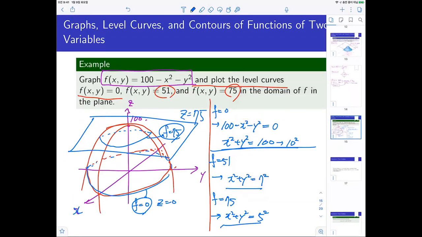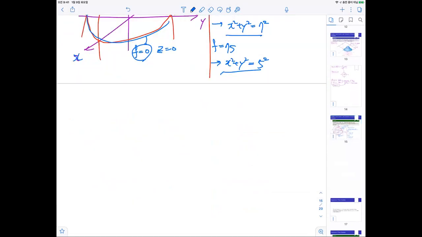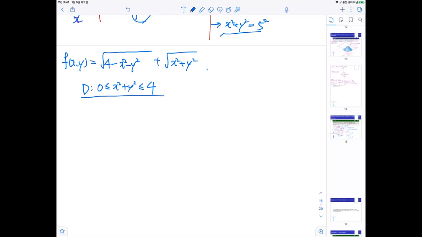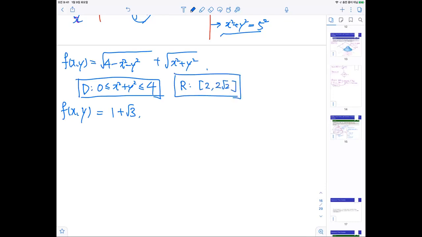Before we go to the three-dimensional graph, recall the previous example, f(x, y) is defined by 4 minus x² minus y² plus the square root of x² plus y². As we've studied, the domain satisfies x² plus y² is greater than or equal to 0 and less than or equal to 4. Now we want to calculate the level curve f(x, y) equals 1 plus the square root of 3. And recall that the range is 2 to the square root of 2. Before we draw the level curve, we should check that this value, 1 plus the square root of 3, is in the range.